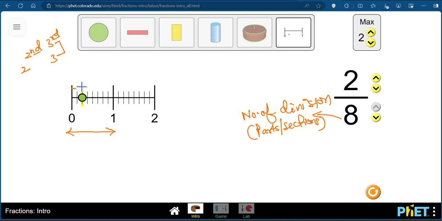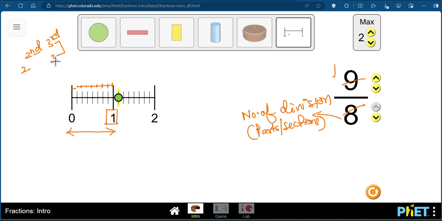From this point up to here is the second part. From this point up to here is the third part. This is my fourth. This is fifth. This is sixth up to here. This is seventh. And this is 8. When you see 8 over 8, you get 1. And this is what we are getting here, 1.